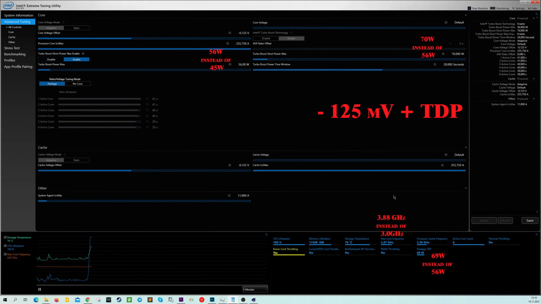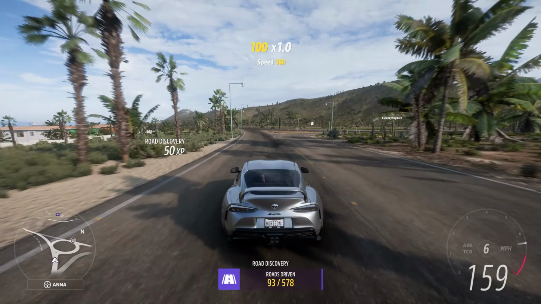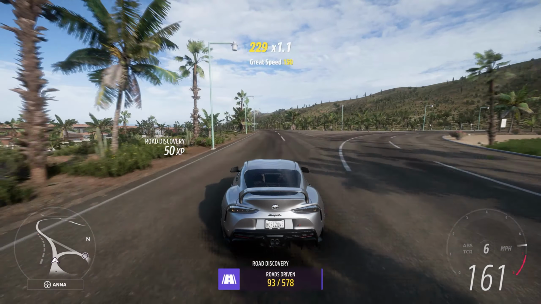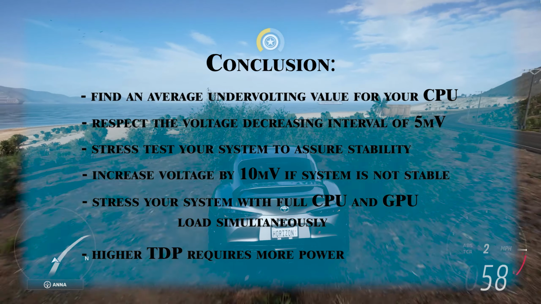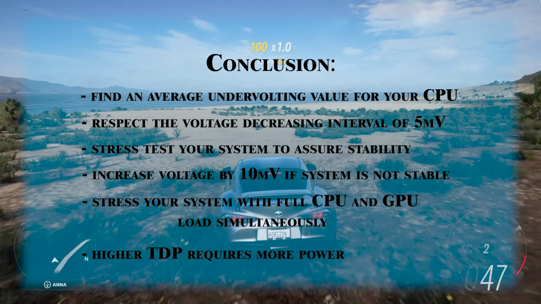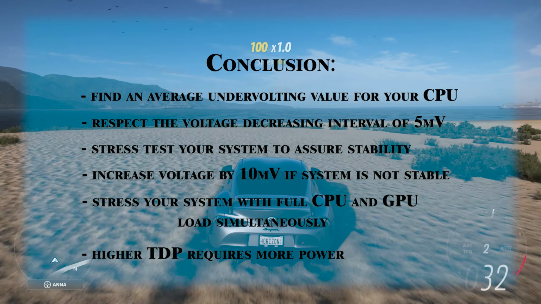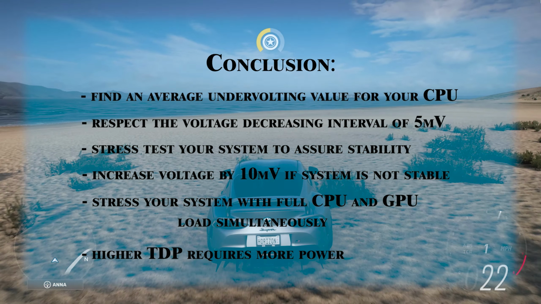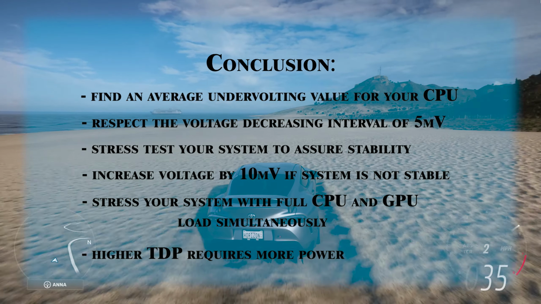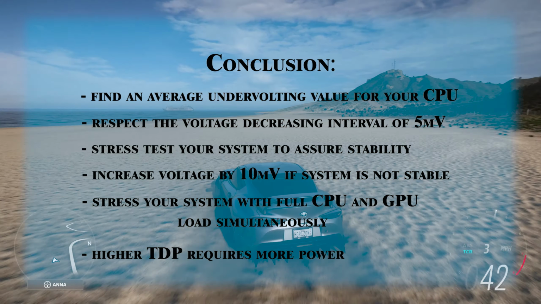If your laptop has a good cooling solution like mine, you can increase your TDP limits in addition to undervolting. As you can see, the result can be really impressive. Before starting your undervolting process, I advise you to find on the internet an average undervolting value for your CPU, so you will have an understanding of what you can expect. Also, you should respect a voltage decreasing interval of 5 mV, and after each change, you need to stress test your system to assure stability.